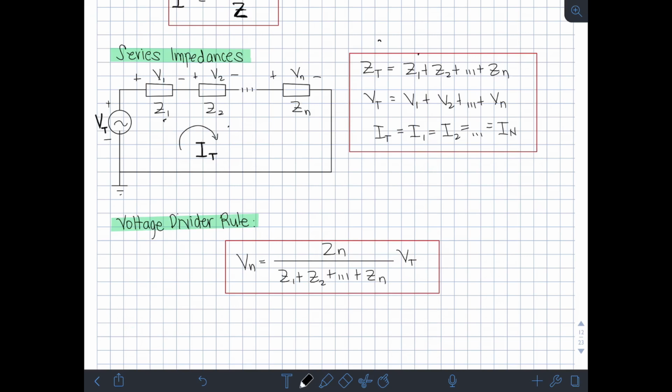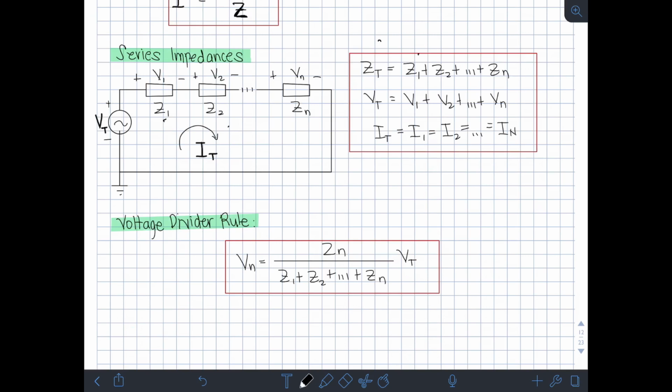Okay? Tapos itong Vt, equal siya doon sa sum nung voltage drop doon sa individual impedances. So, Vt is equal to V sub 1 plus V sub 2 plus ... plus V sub n. And then It, since series, equal to lahat doon sa bawat current na dadaloy doon sa bawat impedances. So, It is equal to I sub 1 equal to I sub 2 equal ... equal I sub n. Okay?